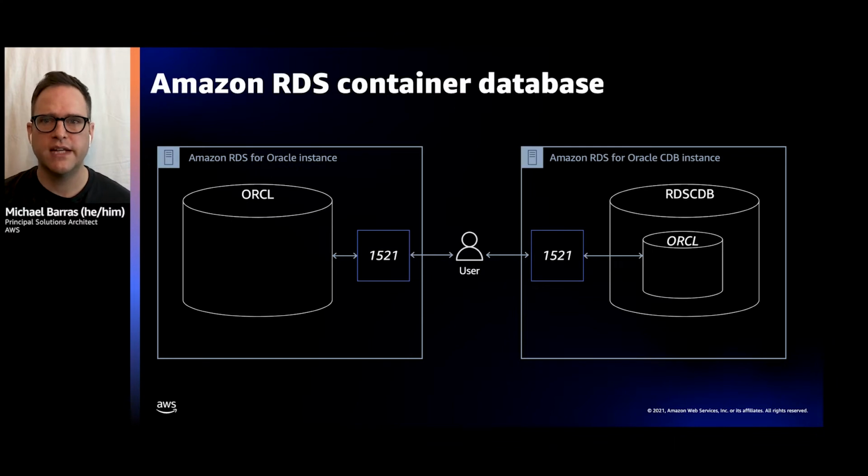When customers create container database instances in RDS, your endpoint connects you to a listener, which connects you directly to the single pluggable database. You can specify the name of the PDB when you create the instance, or we'll use ORCL by default. You may also notice the container is always named RDSCDB. RDS takes care of managing the container database, so you can continue to focus on your applications.